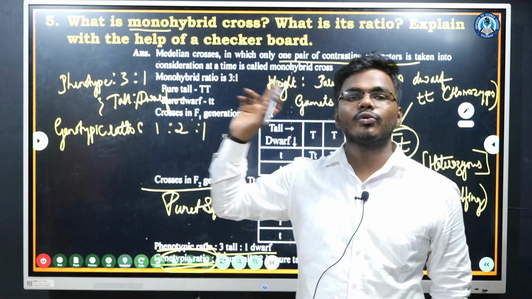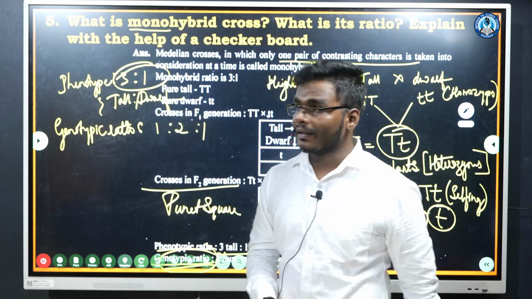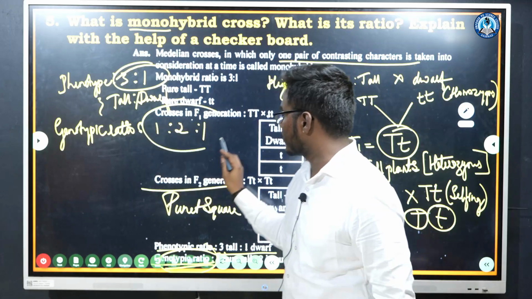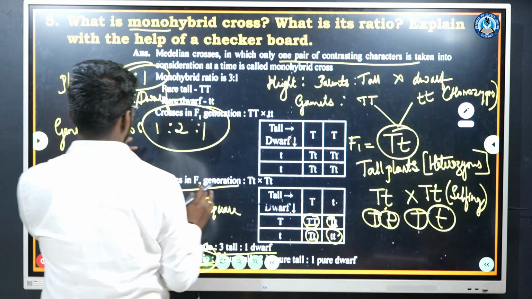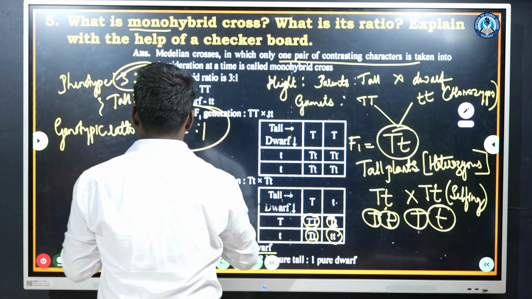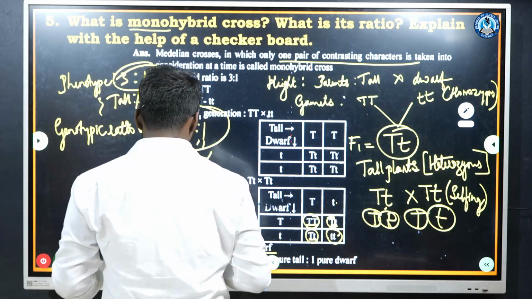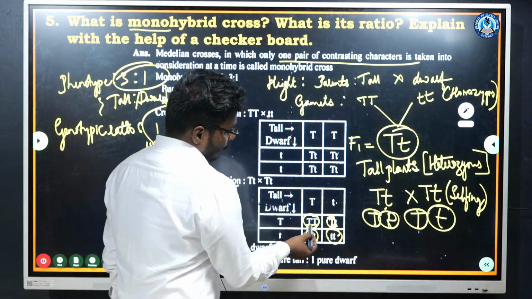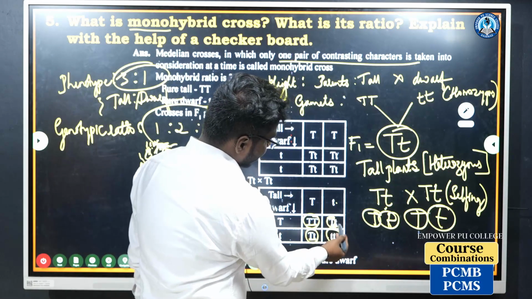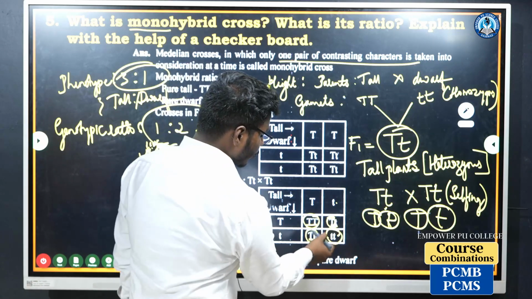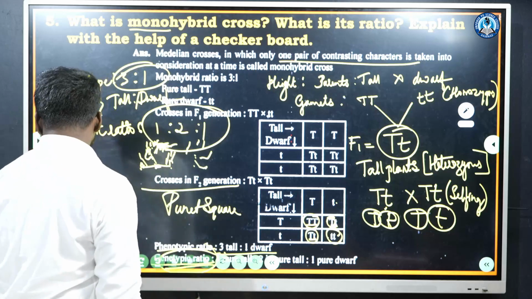So this is the monohybrid cross. The phenotypic ratio is 3:1 and the genotypic ratio is 1:2:1. What is this 1? One is capital T capital T, that is tall. The other one is capital T small t, that is 2, and the other one is small t small t. So moving on to the next question.